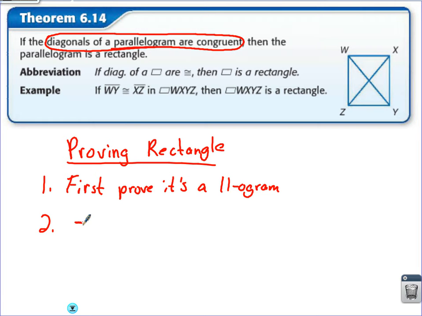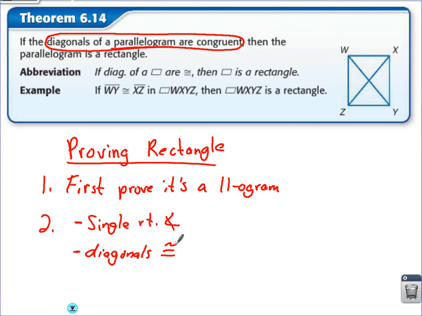So in order to prove it's a rectangle, you can do it one of two ways. You can either prove that it has a single right angle, because if it has 1, it's got 4, or you can prove the diagonals are congruent. After you've proven it's a parallelogram, you prove that it either has a right angle or that the diagonals are congruent.